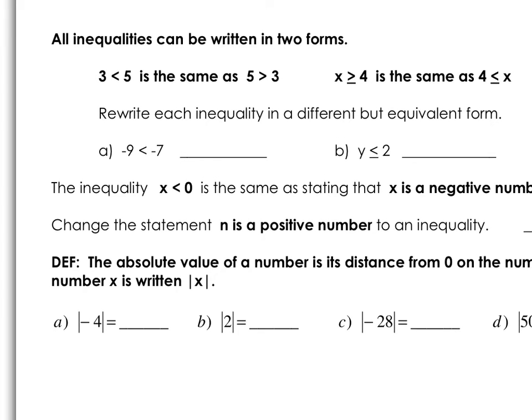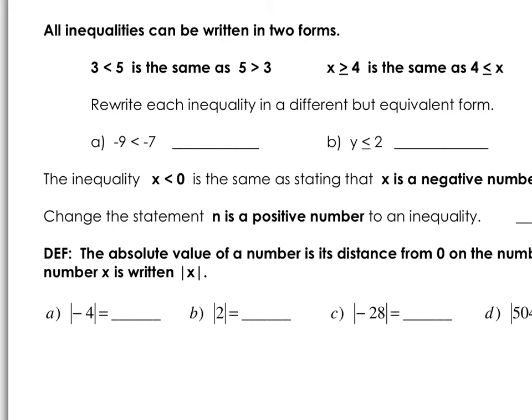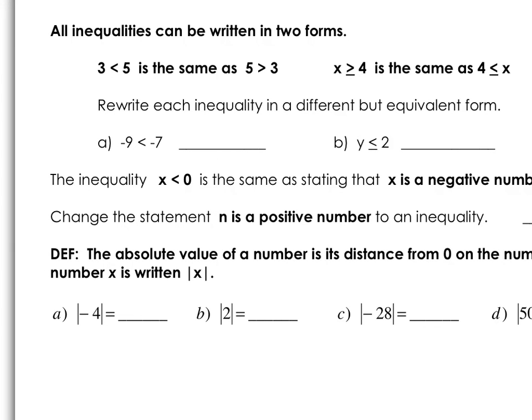All inequalities can be written in two forms. 3 is less than 5 is the same thing as 5 is greater than 3. X is greater than or equal to 4 is the same as 4 is less than or equal to x. So let's rewrite each inequality in a different but equivalent form. Negative 9 is less than negative 7. Another way to say that, negative 7 is greater than negative 9. Y is less than or equal to 2. 2 is greater than or equal to y. Same thing. It means the same thing.